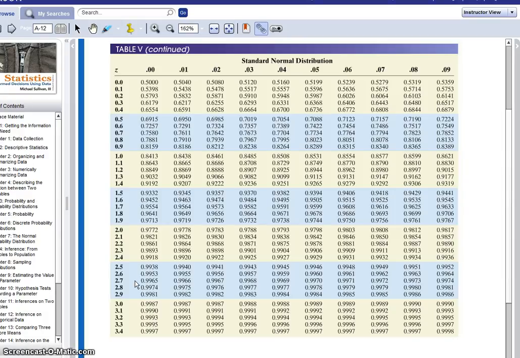So that would mean that your alpha value is going to be 100% minus 94, or 6%. So alpha would be equal to 0.06. So alpha divided by 2 is going to be 0.03. And so remember that for your z alpha over 2 values, you're trying to find the z value so that the area to the right of your value, in this case the 0.03, is 3%.